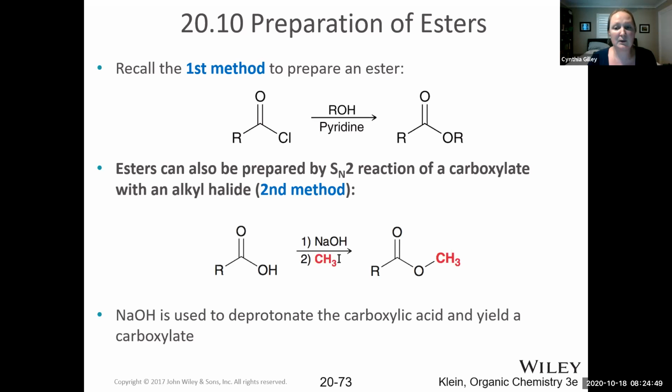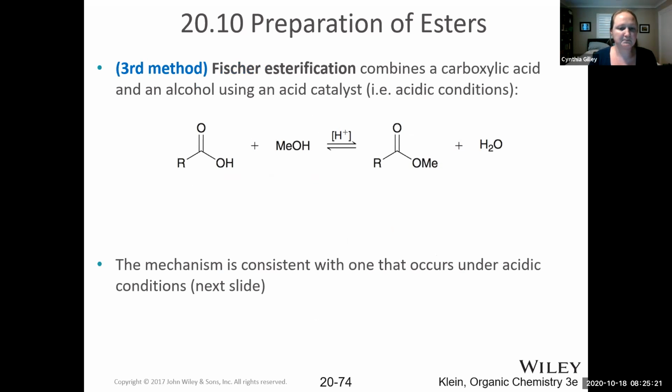There are specifically 3 ways. The second way is, instead of using an acyl chloride, we can use a carboxylic acid. If we deprotonate the carboxylic acid with a base, such as sodium hydroxide, we'll get a carboxylate ion, which can do an SN2 reaction with an unhindered alkyl halide like methyl iodide. This will end up producing an ester using basic conditions in this case.